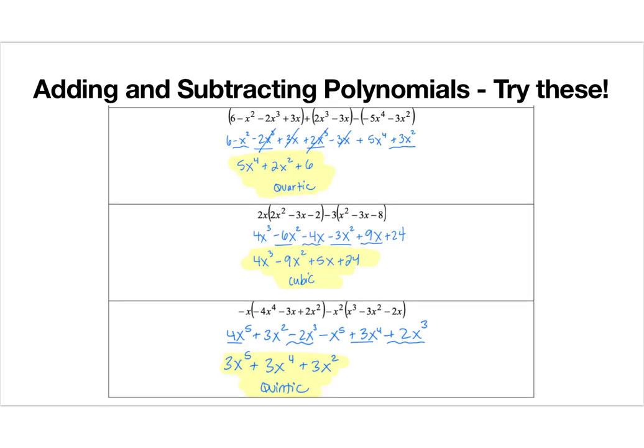Take a minute to look at each of these. Check if you got the right answer. If you did not, see if you can track down where your problem is. Remember, when you're distributing this 3, it's a negative 3. That gets distributed to the inside. Same thing here. When you distribute a negative x squared, the negative goes with it.